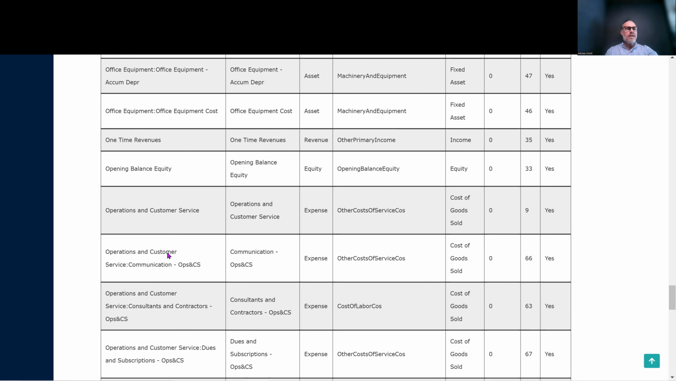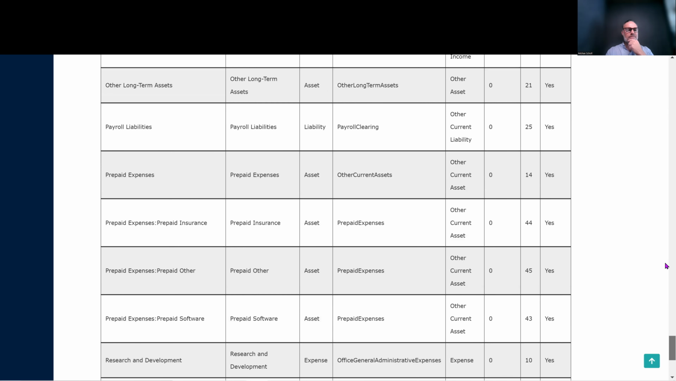And then you can see, again, there's operations and customer service, and then, all of a sudden, we get to this right here, communication, ops and customer service, and you can see it's got even other costs of service, cost of service, COS. For what it's worth, what you see here is written exactly the way that QuickBooks Online has it coded on the back end, on the API side, but you can see it'll be allocated to the cost of goods sold. In the SaaS world, that type of thing is super important.